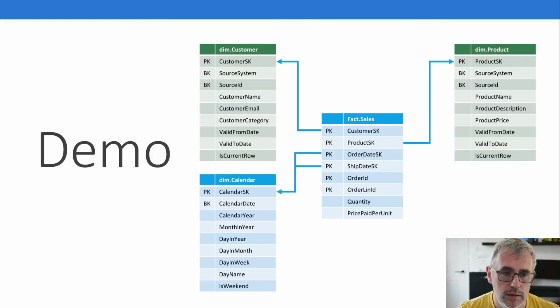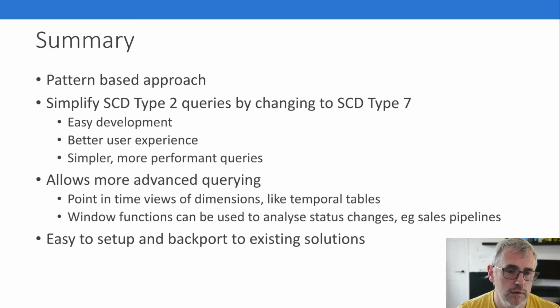So that concludes the demos. So in summary, why is this a good approach for making it simpler to query SCD type 2s? Well, it's a pattern-based approach, so it's easy for us to apply this to new development and existing developments. It offers a better user experience. It's simpler to write queries for end users, and those queries should perform better because they're doing fewer joins. The engine has to do less work.